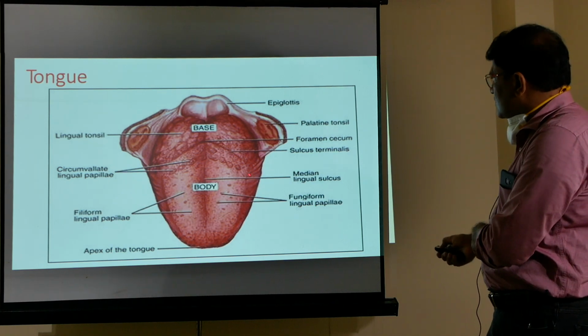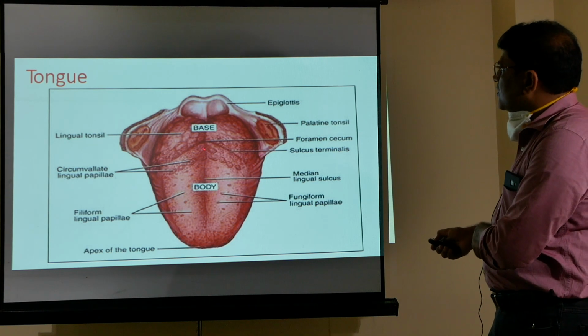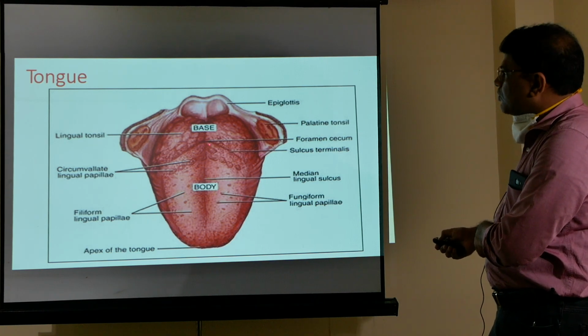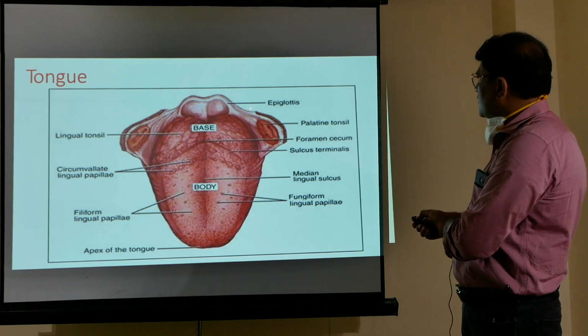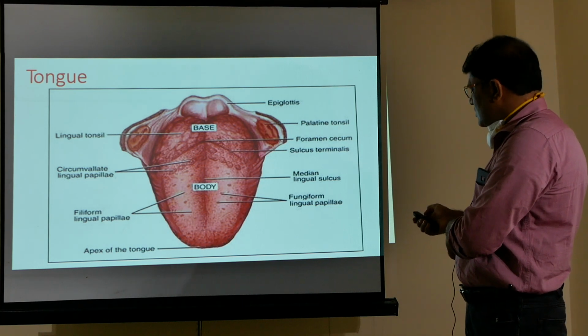Okay, this structure, and this one is the foramen cecum, which has a very important surgical importance. We will discuss it later. And this is the palatine tonsil, and as you all know, the superior-most is the epiglottis.